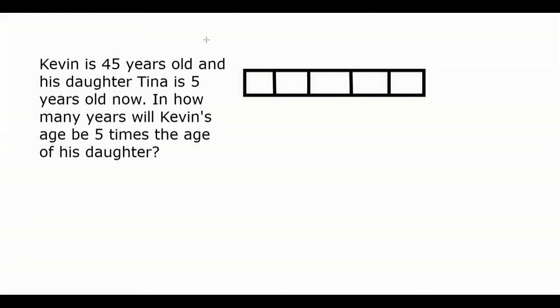Right, so this will be Kevin's age. It will be 5 times the age of Tina's, so we'll make only one of these blocks for Tina. As we can see, 5 of these blocks will equal Kevin's age. Right, and now we know that age differences will not change over the years. The difference right here, these 4 cells, that is their difference, is still 40 years. Their age difference is 40 years.